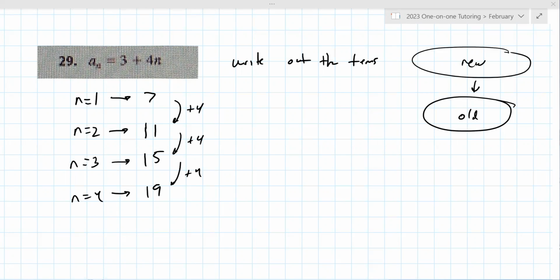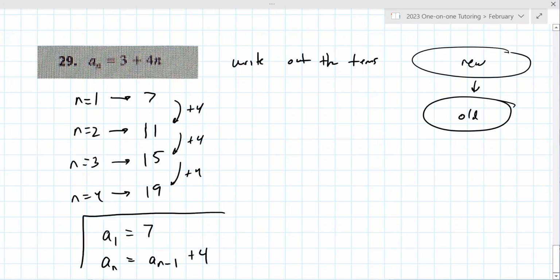So A1 would be 3, or A1 would be 7. Yes, A1 is 7 for sure. And then the rule would be an equals an minus 1 plus 4. Yes, perfect.